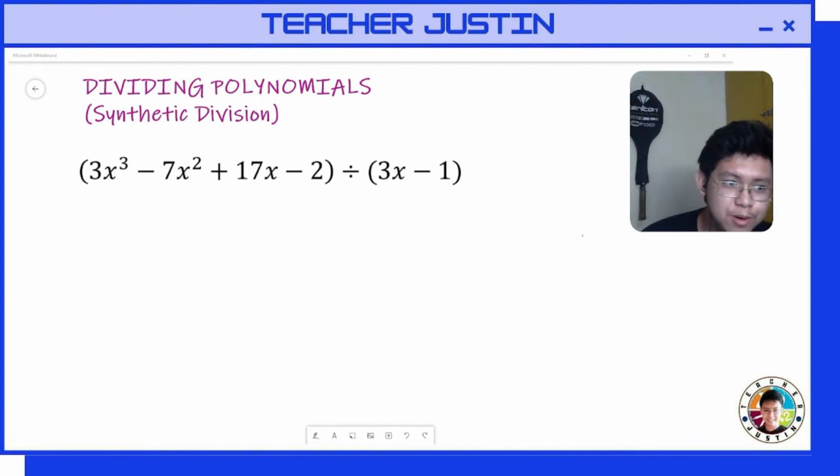On today's topic, we're going to talk about dividing polynomials using synthetic division. Let's divide 3x cubed minus 7x squared plus 17x minus 2 by 3x minus 1 using synthetic division.